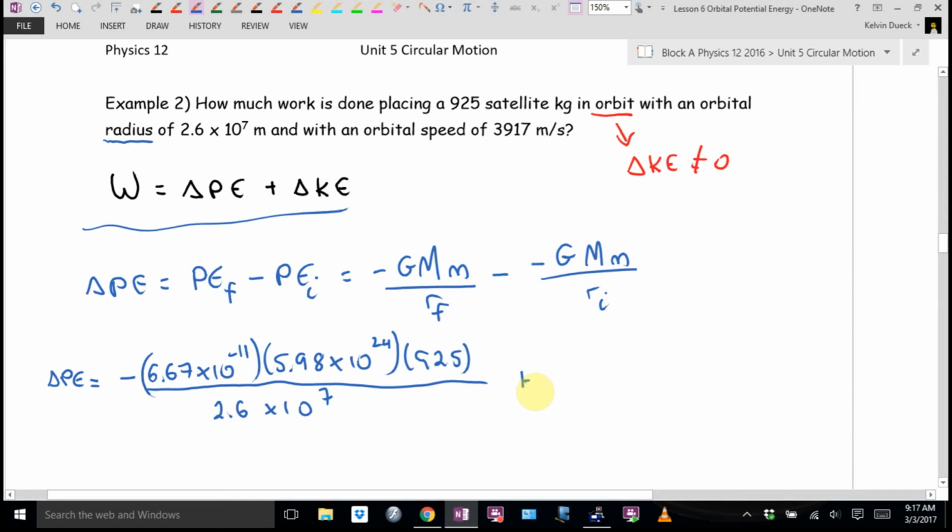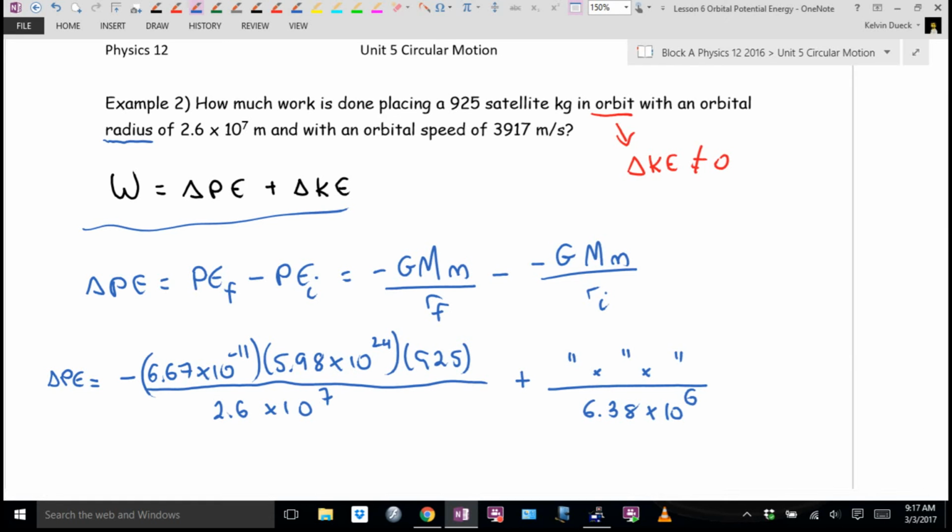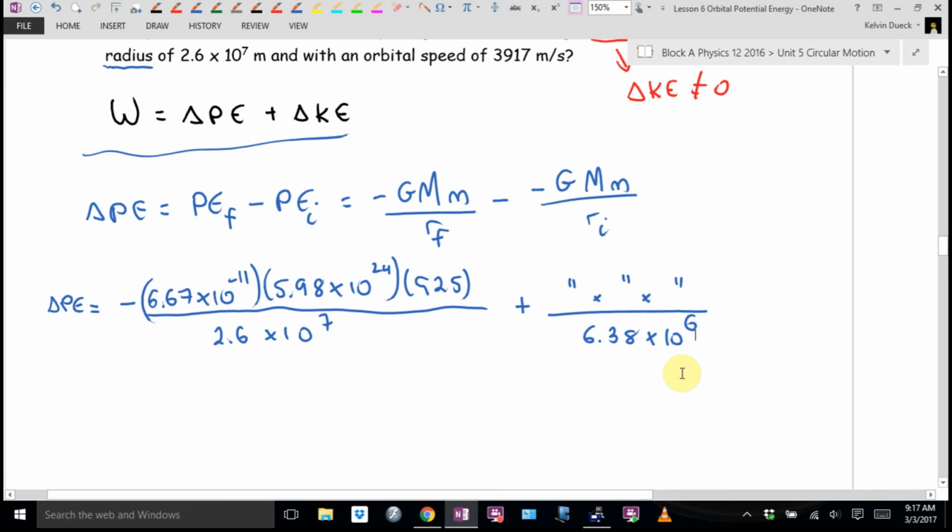Minus minus is a plus. Ditto mark times ditto mark times ditto mark divided by, and we're starting out with 6.38 times 10 to the 6th. I'm going to type this, you type this on your own, and let's see. I'm going to write each one of these down to 5 or 6 sig figs. I think the answers will be in the 10 to the 9th, 10 to the 10th, 10 to the 11th range. If they're not, you've messed up.